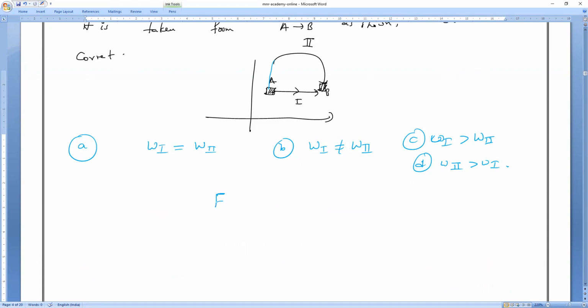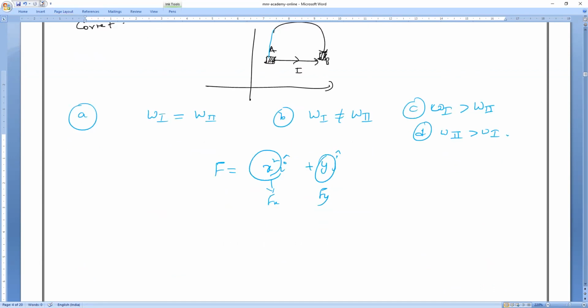Then, the given function is F equals x square i cap plus y j cap. So this is Fx and this is Fy. By this time you can say what the answer is. Already people know the given thing is in x and y. So rule number 1: del Fx divided by del y equals del Fy divided by del x.